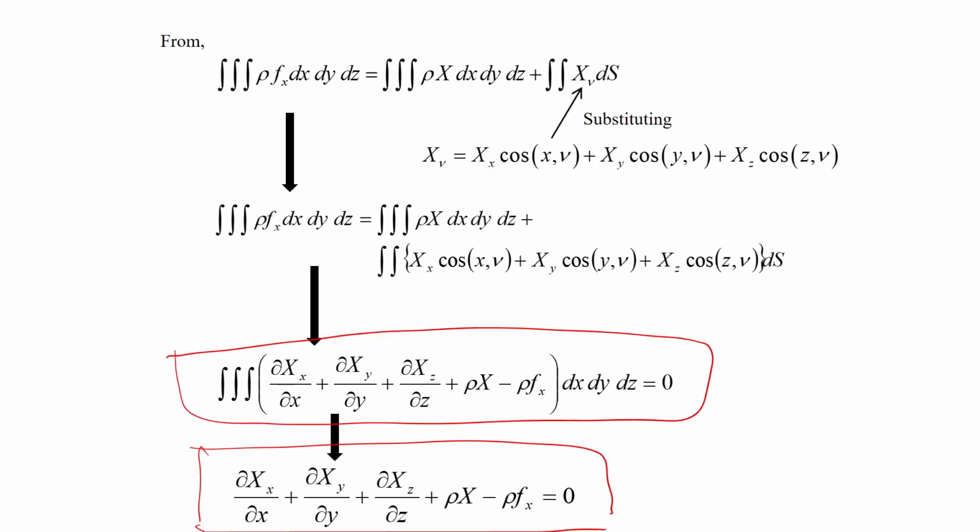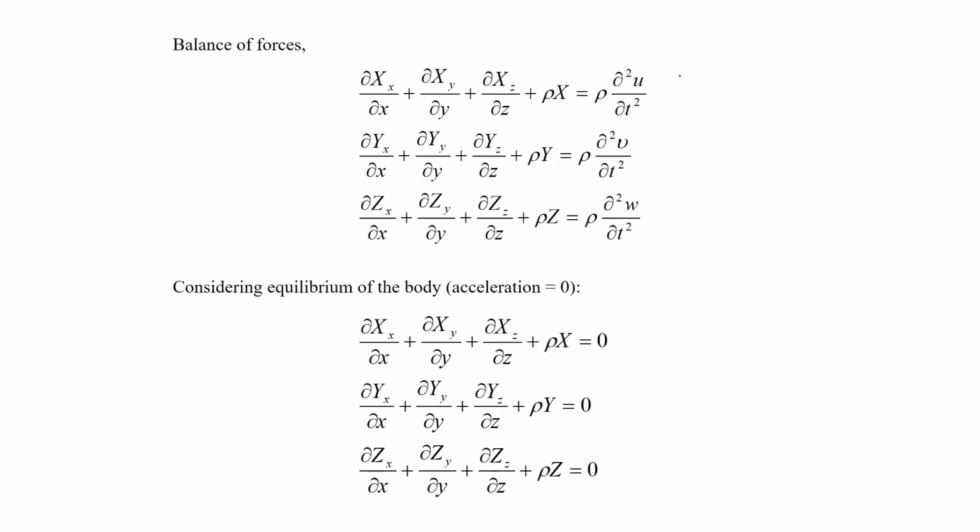Over here, this ρ fx, we can write as the acceleration term. So, we can actually write it as ρ ∂²u/∂t². Remember, u is the deformation or displacement along the x direction, v is that for the y direction, and w is that for the z direction. So, here we have the stress equilibrium relation for the x direction, this is the y direction, and this is the z direction.